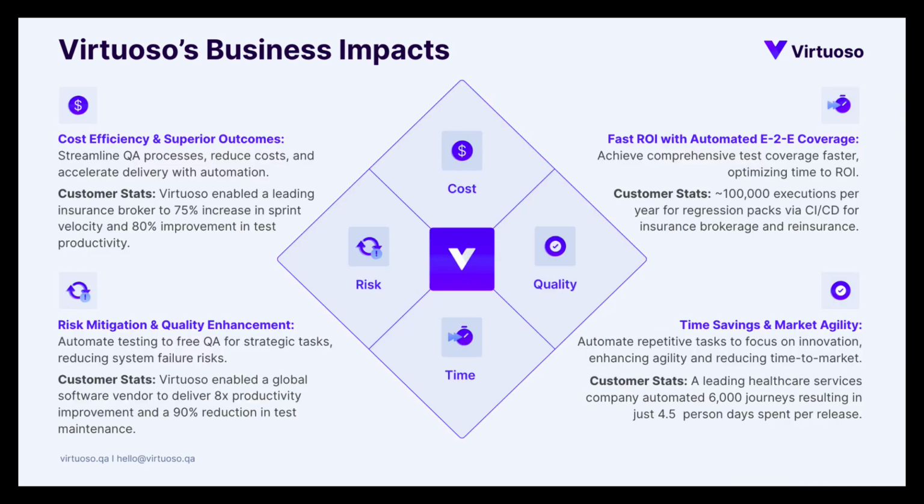The benefits of doing this using Virtuoso are largely in four areas. You have cost efficiencies, you have faster ROI through greater automated end-to-end coverage, you have time savings and market agility, particularly when bringing new financial products and services to the market sooner, but by assuring quality to release them as soon as possible. And you have risk mitigation and quality enhancement by making sure the compliance and business continuity are attained through better quality assurance.